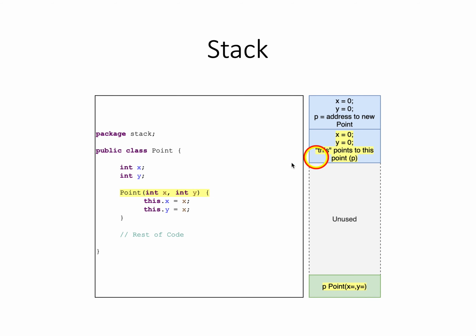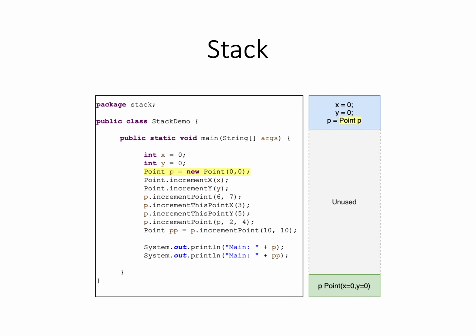And then this is where we use the this keyword to refer to the point object just created on the heap, to assign it the value that was right here. So this dot x should have the same value as the x that was right here, and we do the same thing with y. When we return, we have this new object on the heap, and we have this point object p referring to that point object in the heap.